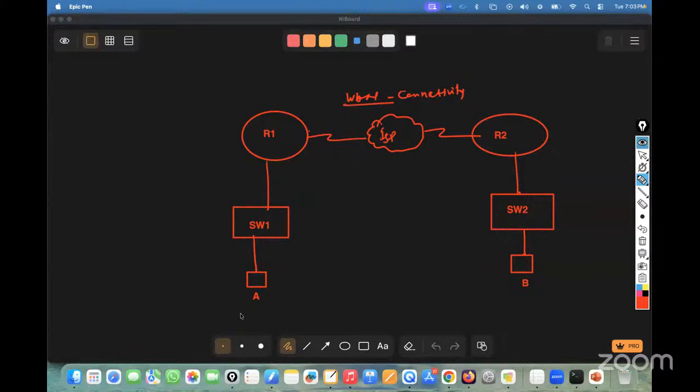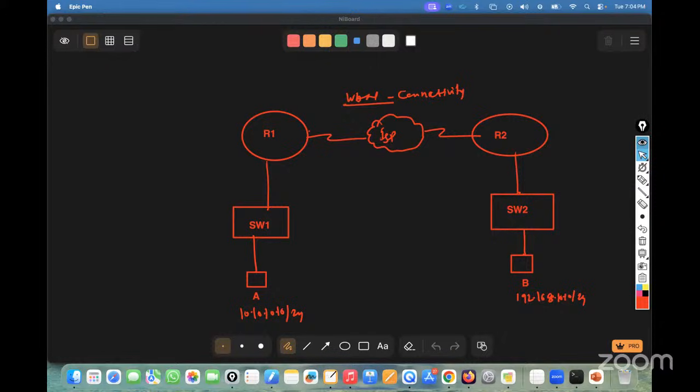Now this PC has the IP address 10.10.10.10/24. He wants to talk to, let's suppose, the 192.168.10.10 network. So how is the routing decision going to happen in this scenario?